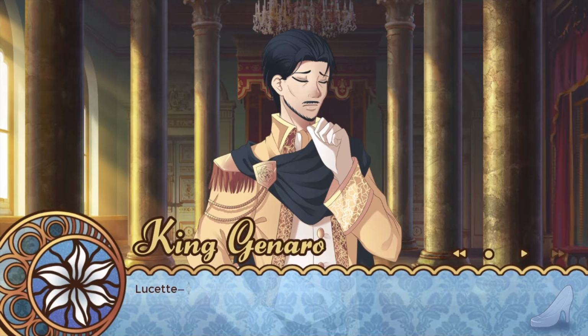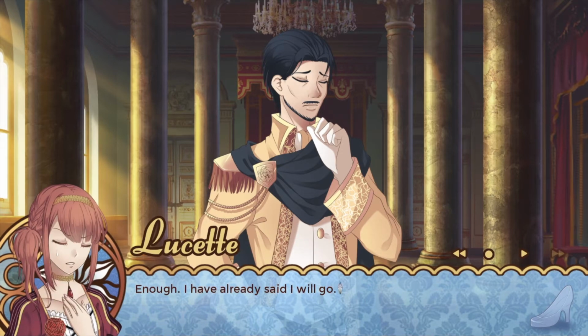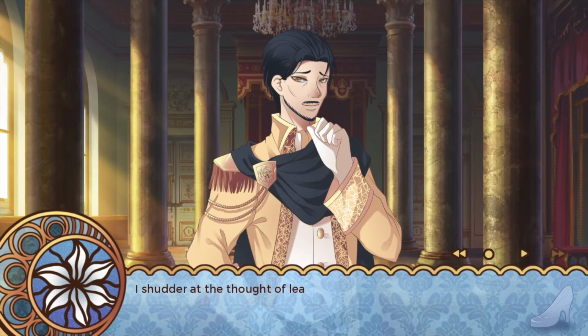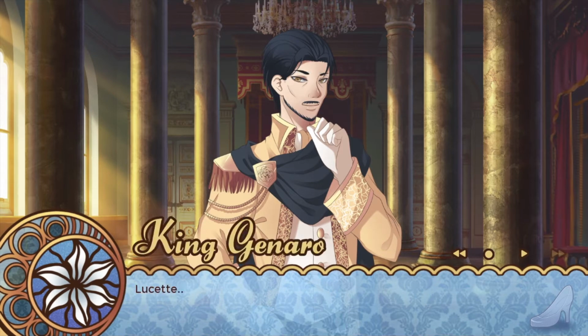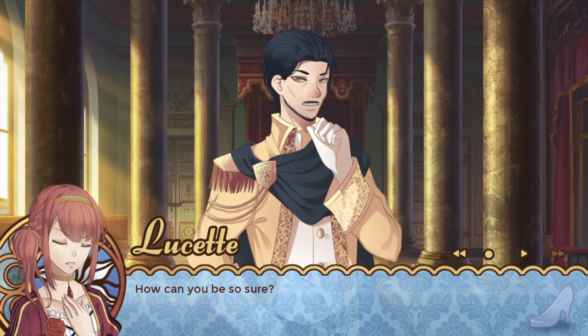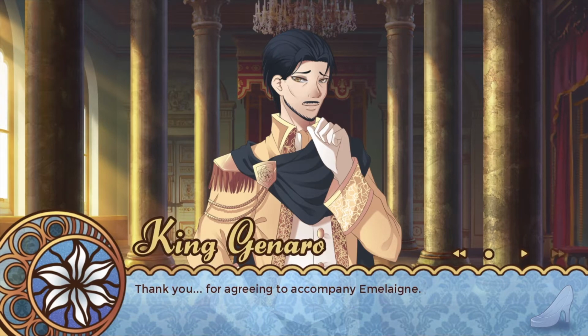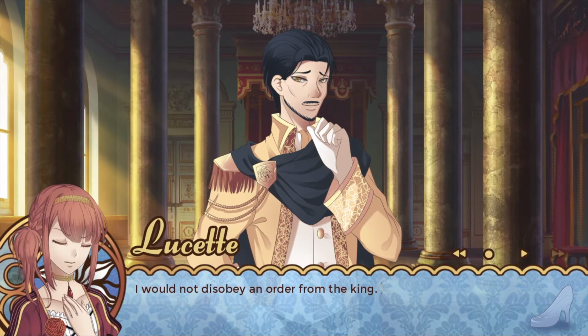Lucette, enough. I have already said I would go. Everyone is waiting outside. I shudder at the thought of leaving the palace after so many years. Lucette, it will be okay. How can you be so sure? Thank you for agreeing to accompany Emmeline. I will not disobey an order from the king. Excuse me.